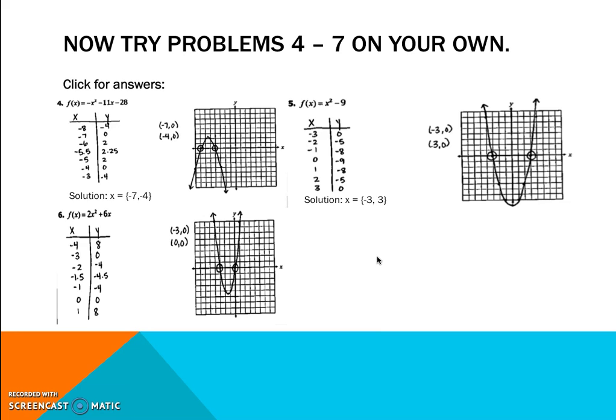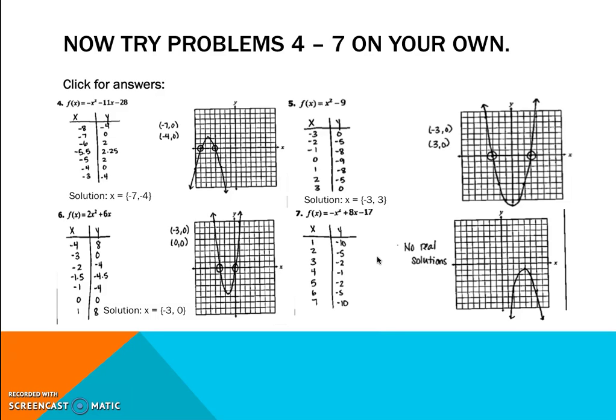We're kind of noticing a theme here. So it passes through at the point (-3, 0) and at the origin, (0, 0). So therefore, your solution would be x equals -3 and 0.